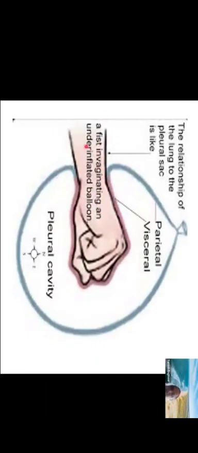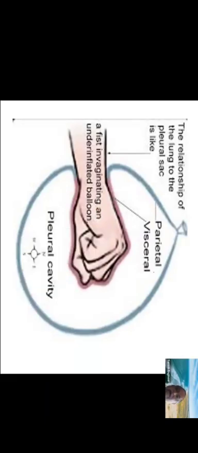Now, wrongly, we are using two different words. The part of the balloon which is covering the fist, red in color, is touching the fist, whereas the rest of the balloon is not touching the fist. Right? So the rest of the balloon which is not touching the fist, I'm going to call parietal, and the part of the balloon which is touching the fist, I'm going to call visceral.